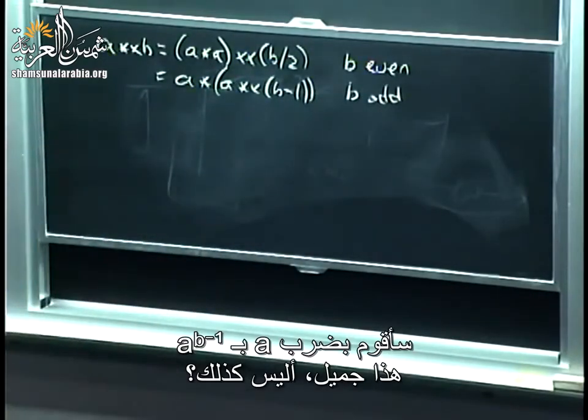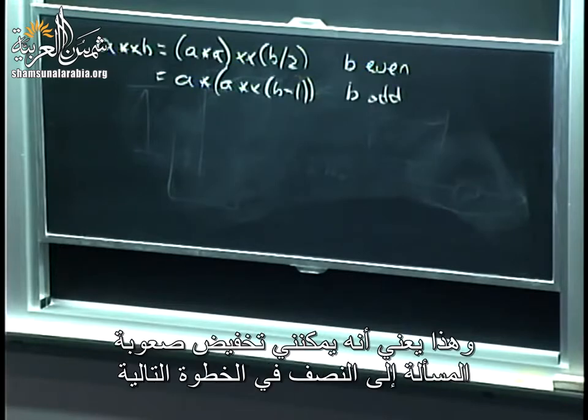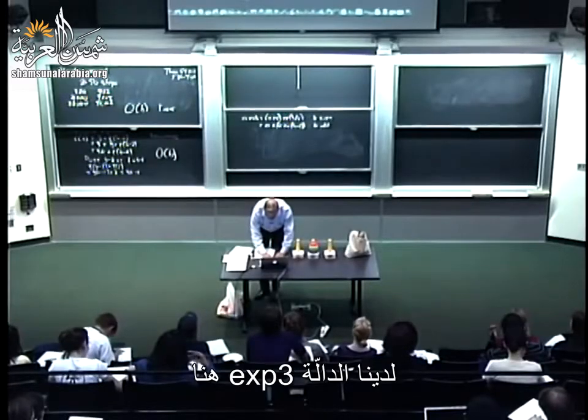Multiply a by a to the b minus 1. And oh, that's nice, right? Because if b was odd, then b minus 1 is even, which means on the next step, I can cut the problem in half again. Okay? All right. So you can see right here.